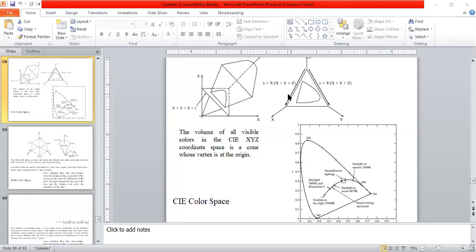Where the plane intersects with the cone surface, we can represent this 3-dimensional space with the help of 2D coordinates. This is again like a projection: we are trying to represent the 3-dimensional x, y, z in a 2D coordinate system, wherein small x equals capital X divided by x plus y plus z. Here x plus y plus z equals 1, as we all know. This is the plane x plus y plus z equal to 1.